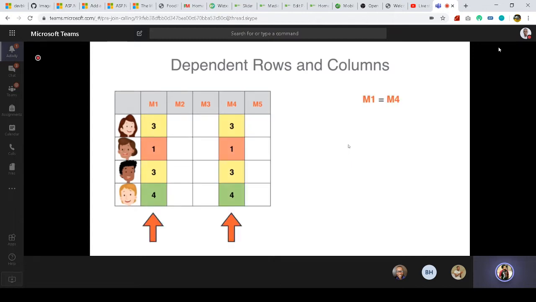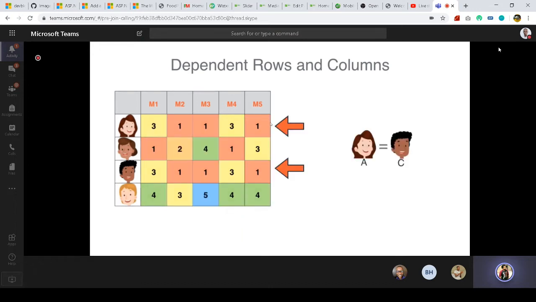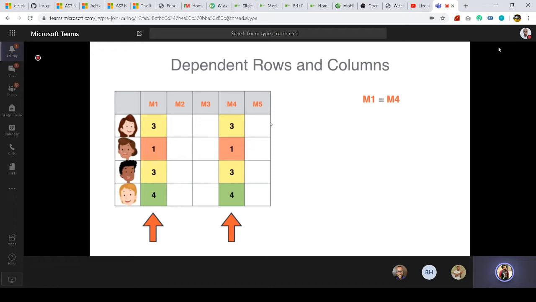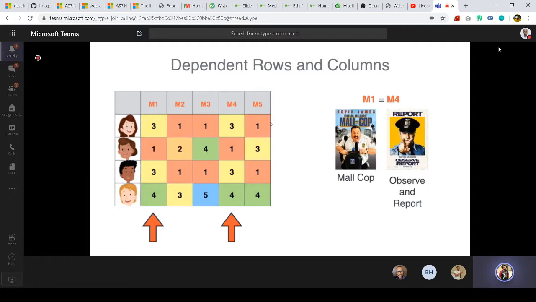The next dependency, as you can see, is that every person gives some rating for movie M1 and M4, but as you can see, similar ratings are given for M1 and M4. So from Netflix's perspective, in the previous slide, as A and C were similar, in this slide, movie 1 and movie 4 are similar. They might not be the same movie, but Netflix considers them as one. So as I was saying, M1 and M4 are very similar.